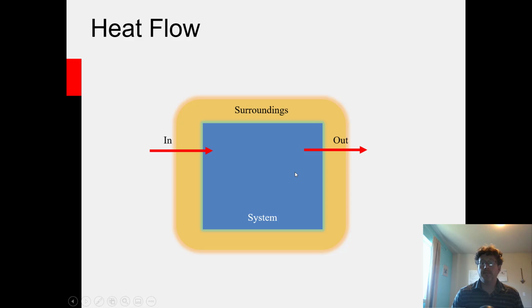So if the system feels hot and you're in the surroundings, that means heat is coming out of the system. If the system feels cold, that means it's actually taking heat energy away from you when you touch it. And that means heat is flowing into the system. So in terms of keeping your bearings in these thermochemistry problems, one of the key things that I want you to remember is if the system feels hot, that means heat is coming out. If the system feels cold, that means heat is flowing into the system.